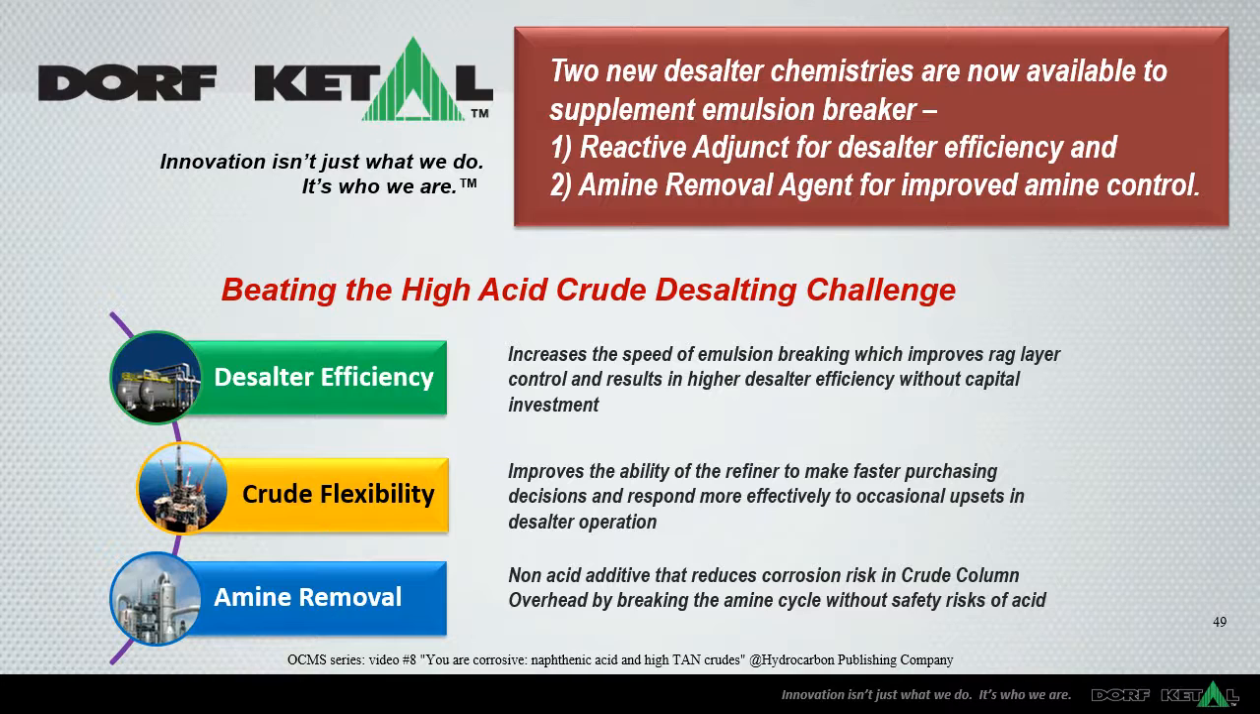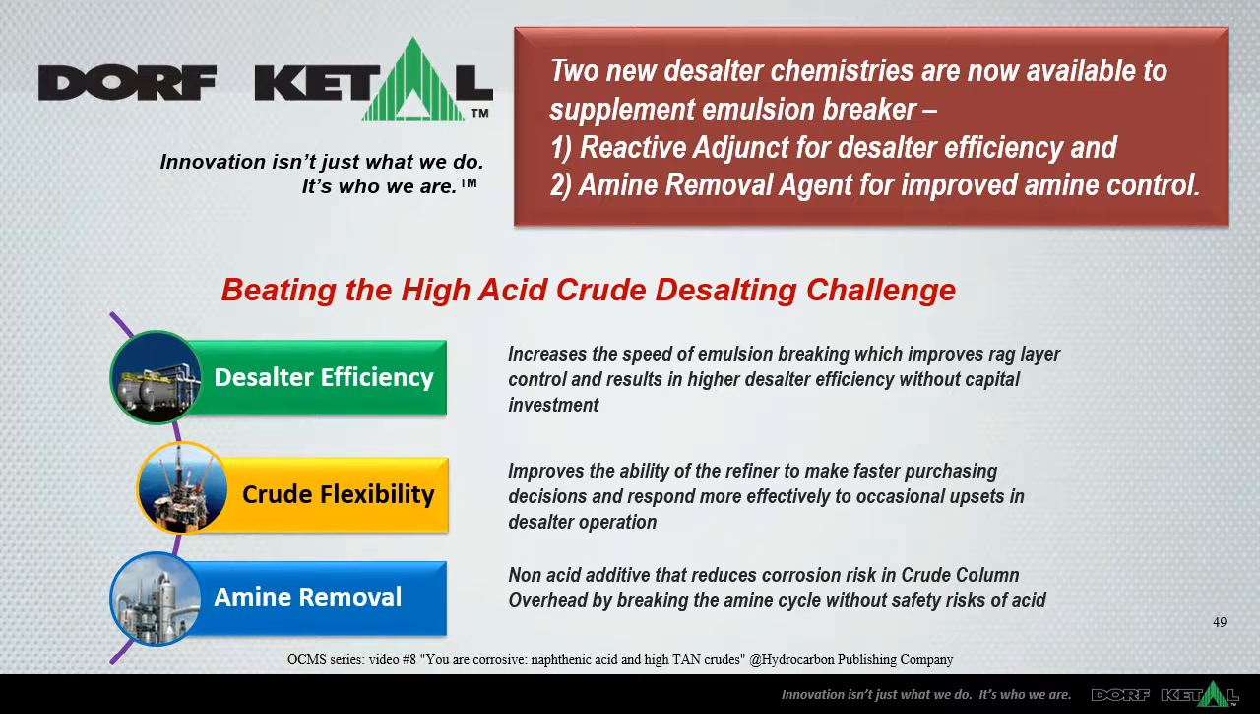limited refiners. Adjunct chemistry refers to the use of a secondary chemistry to supplement the primary emulsion breaker. This patent-pending technology works by reacting with contaminants that are antagonistic to emulsion breaking to improve speed of emulsion breaking and rag layer control, which increases desalter efficiency without capital investment.